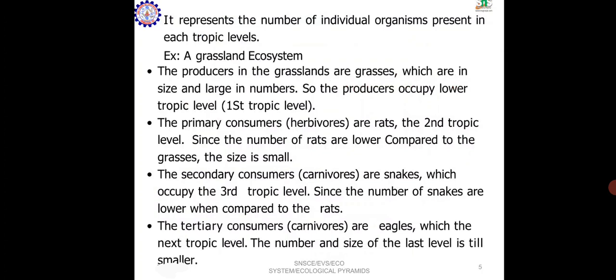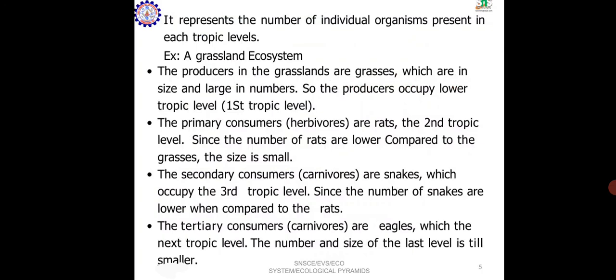Example, grassland ecosystem. The producers in the grasslands are grasses, which are small in size and large in number. So the producers occupy the lower level, that is the first trophic level. The primary consumers are rats, at the second trophic level, since the number of rats is lower compared to the grasses and the size is small.